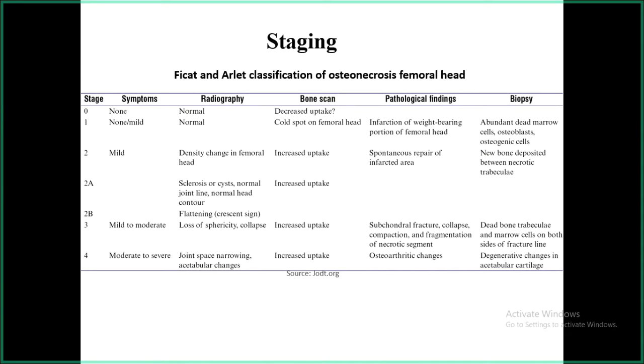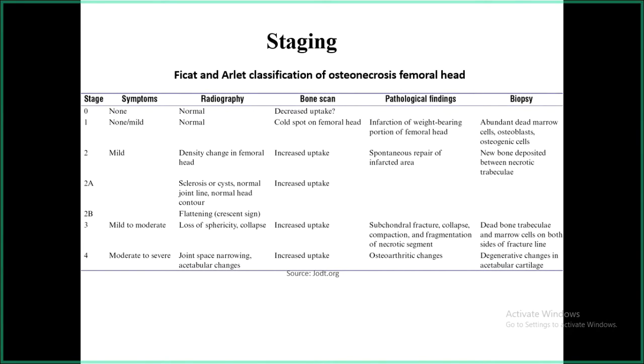In stage 2, there are subgroups, stage 2A and 2B. The symptoms may be mild to moderate. The radiography shows in 2A sclerosis or cystic changes. The joint line is again normal, and there is increased uptake on bone scan. In stage 2B, you can see the flattening and the crescent sign.